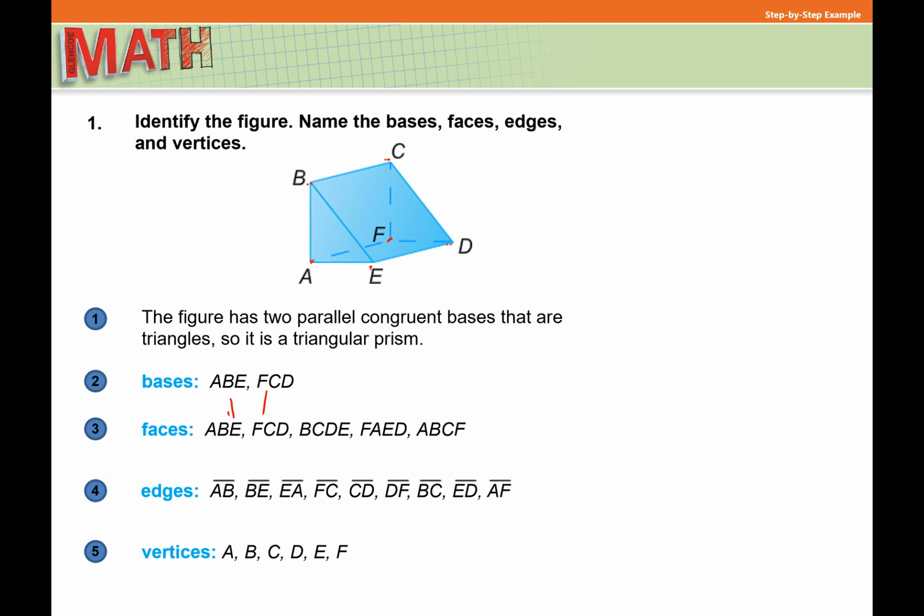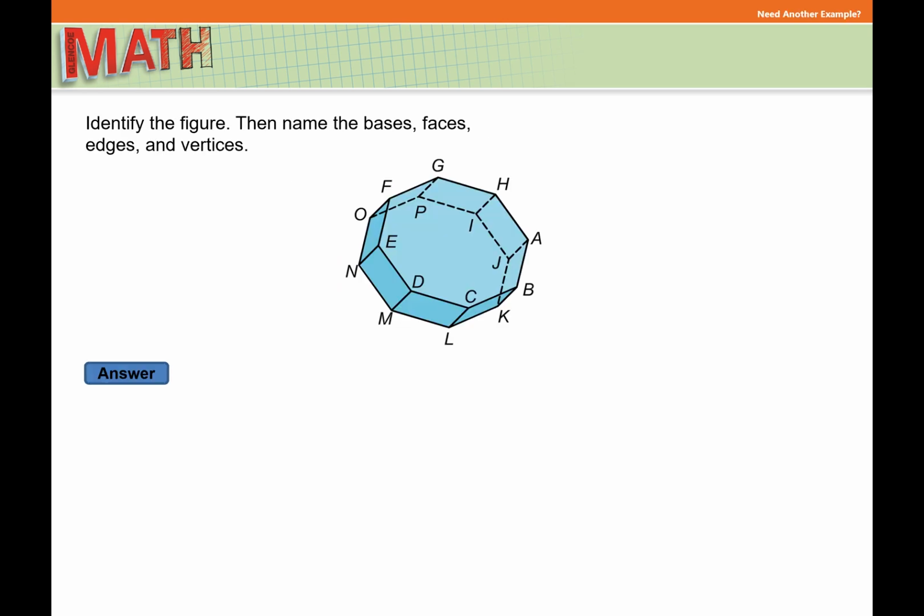Okay, so basically, when we're naming these parts of these three-dimensional figures, the trick is just to take your time and be as thorough as you can. Okay, go ahead and work your way on this one. Check your answer when you're done.